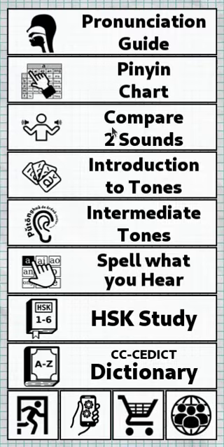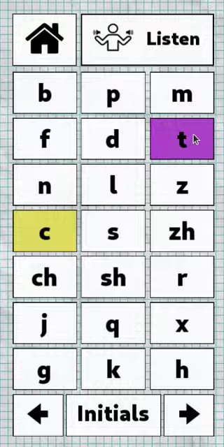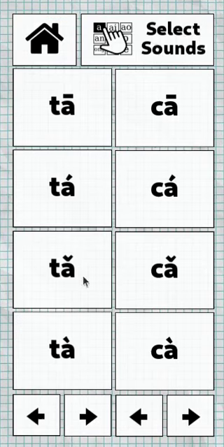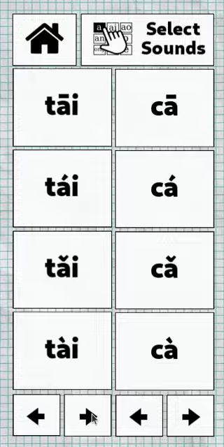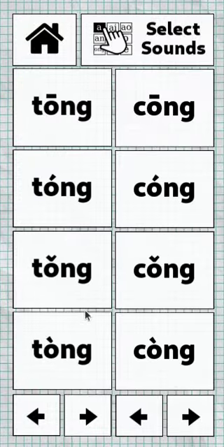Let's look at the compare two sounds. It's very important to compare 2 sounds that you might need to isolate because you want to hear them better. So let's say the 2 that I struggled with the most are these 2. Once you select the 2 sounds you want, you can hit the listen button up here, and then you can play those sounds. You can also cycle through their different combinations. It only pairs them with real Chinese combinations, and these are true tone sounds.